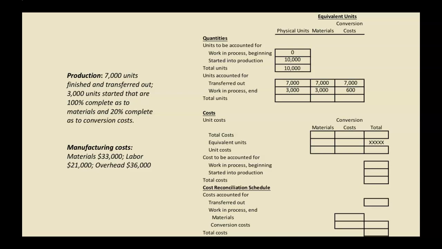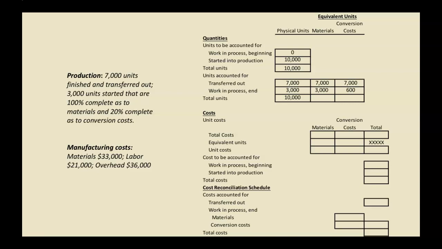So our total units, we just add up our beginning work in process and our started into production. And then if we take a look at the total units under the units accounted for, we take our transferred out plus our ending work in process. So 10,000 under physical units, right? Those two amounts will equal. Those two 10,000s that we have under the total units will be the same amount whenever we're doing a production cost report.